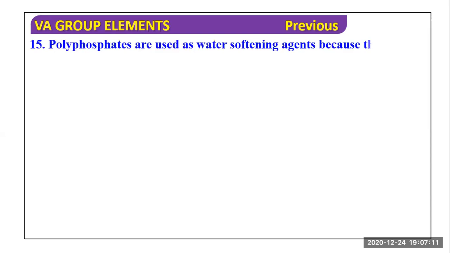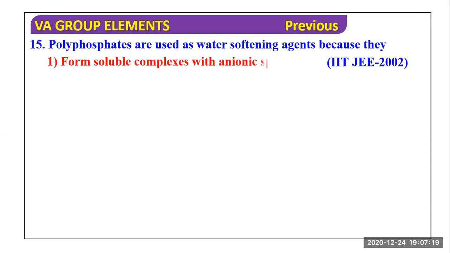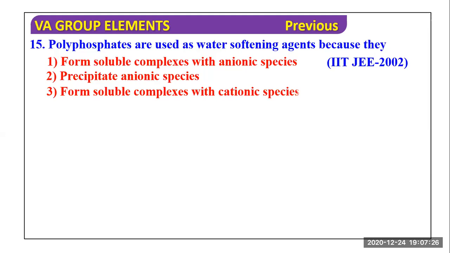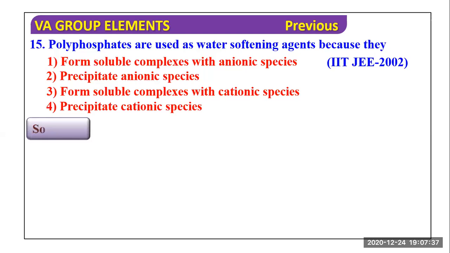Is it okay? Now, polyphosphates. Polyphosphates are used as water softening agents because they form soluble complexes with anionic species, or precipitate anionic species, or form soluble complexes with cationic species, or precipitate cationic species. So which one is the correct answer?